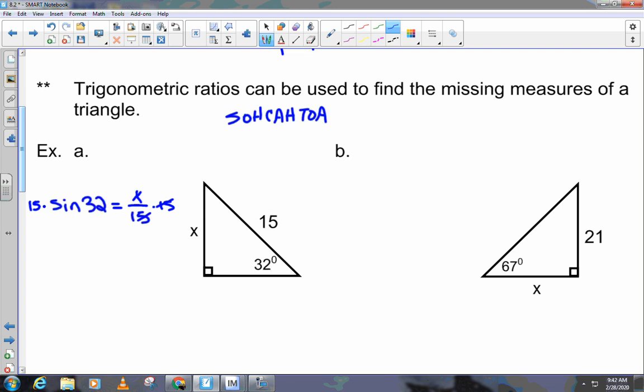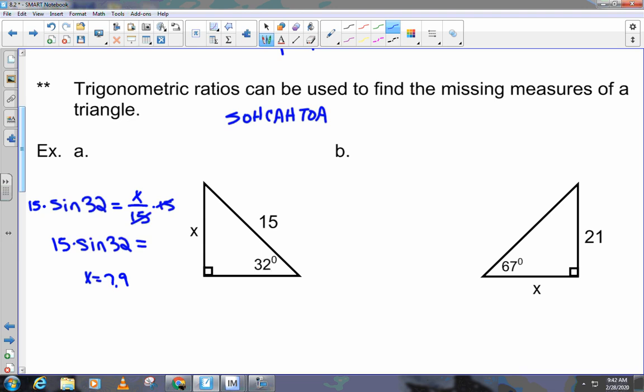Okay? These 15s cancel, so in my calculator, I'm going to type in 15 sine of 32, and I'm going to hit enter. So everybody type that in your calculator. 15 sine of 32, and hit enter. What'd you get? 7.9. Okay? So x is 7.9. Okay? If you didn't get 7.9, you need to raise your hand. Okay? We need to figure out what you did wrong, because you got to know how to do this when you get home with your calculator. Okay? All right. Let's look at the next one.